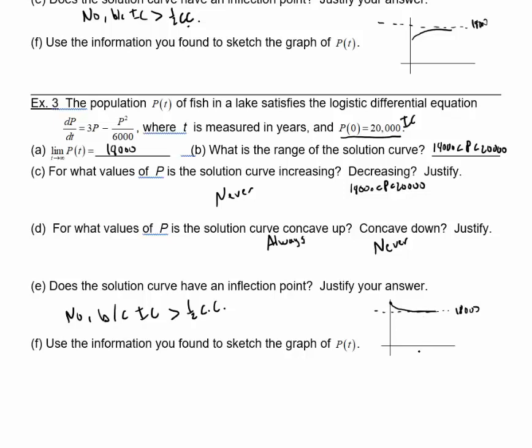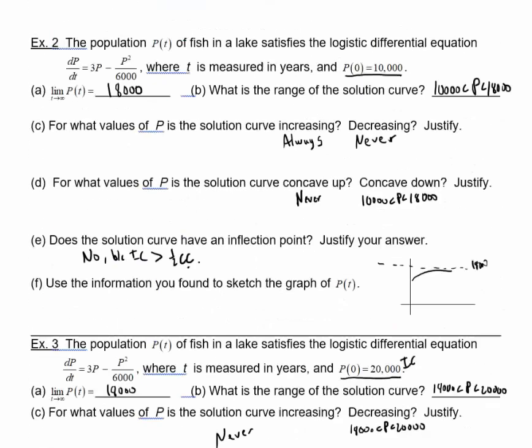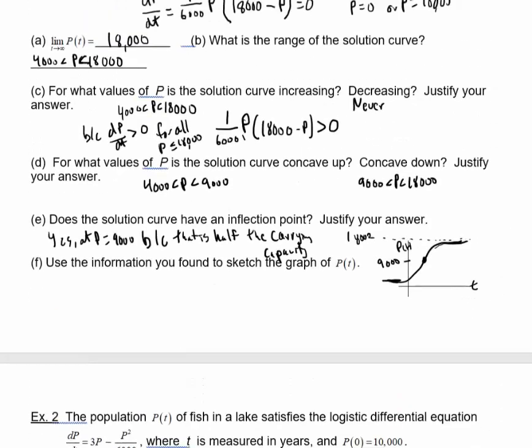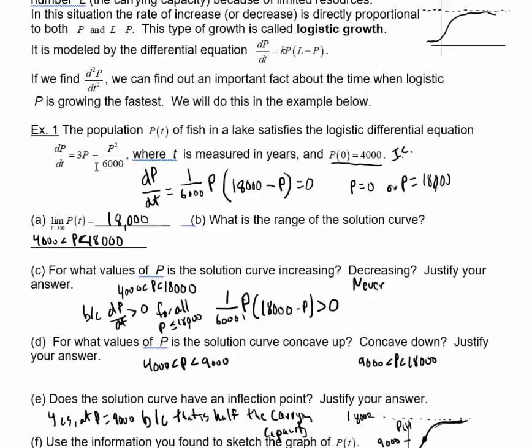So the big thing to know is that most of your problems on the AP exam are going to look like this first example here. If they give you a logistic differential equation, again, you're looking for a P and a P squared term. If it's not factored, what you want to do is factor this out, because once it's in factored form, that tells you everything you need to know. So just looking at this, my carrying capacity is at 18,000. I have a point of inflection at 9,000.